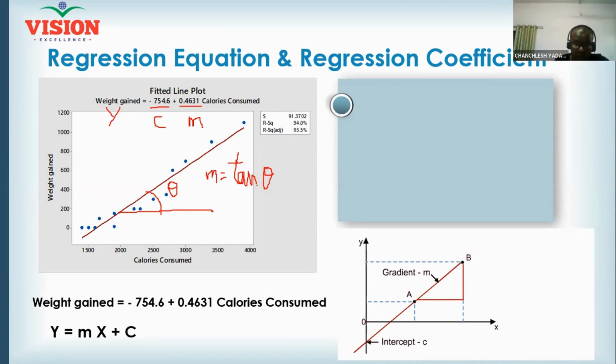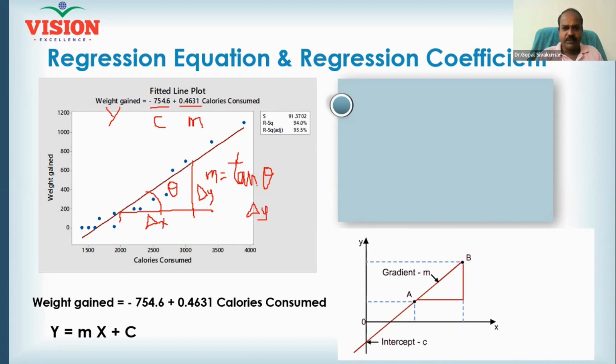Another method is you draw a horizontal and a vertical. The length of the vertical is delta y. The length of the horizontal, from here to here, is delta x. Now you find delta y by delta x. Delta y is measured in millimeter, similarly delta x is also measured in millimeter. What is this ratio delta y by delta x? M. This is also m.